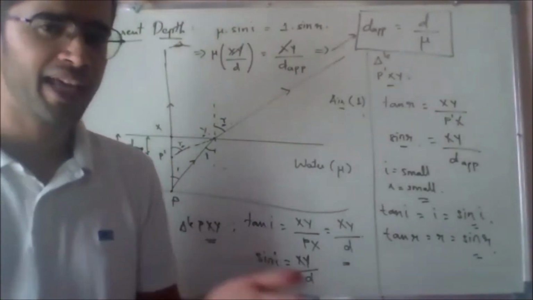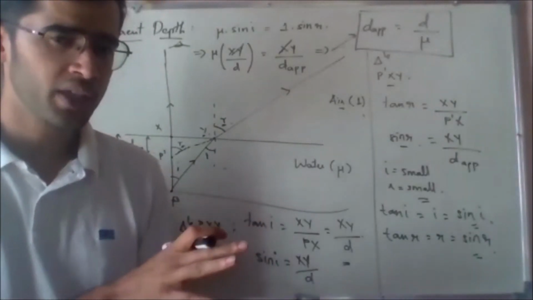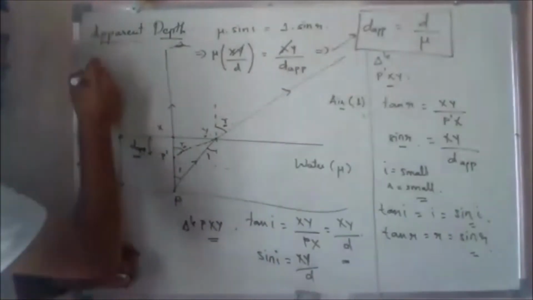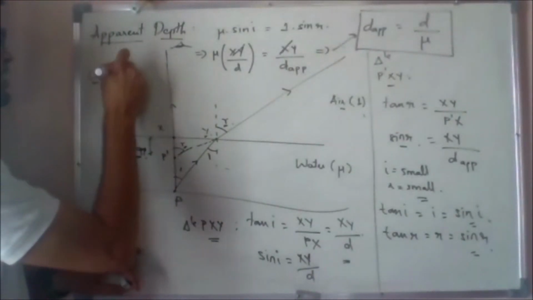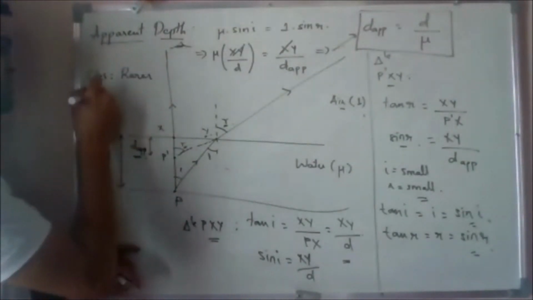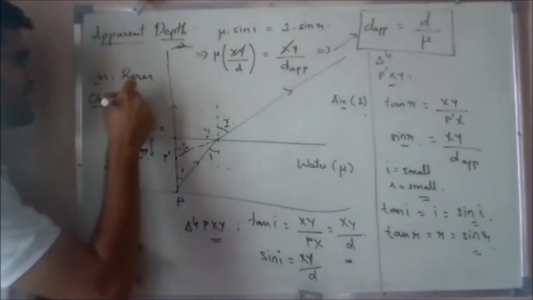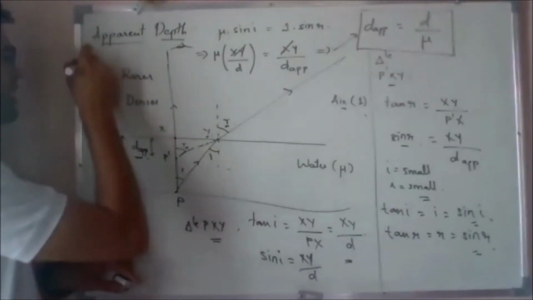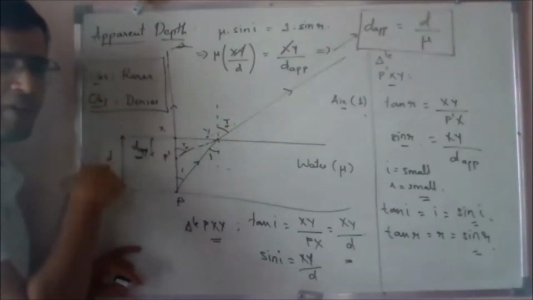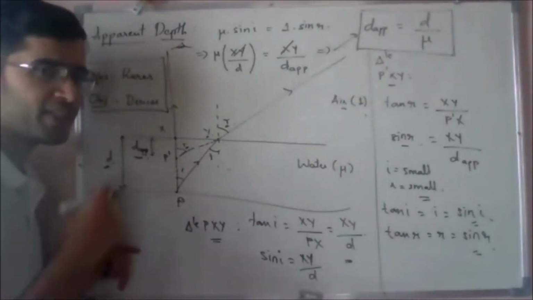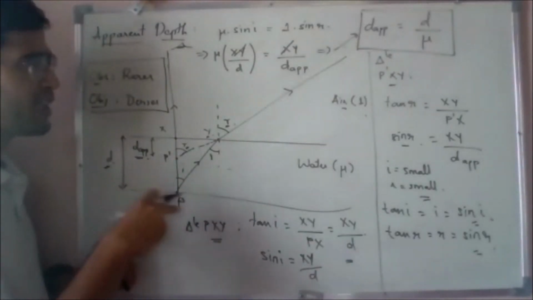And now we'll be taking the next case in your apparent depth. Here, where was the observer? In this particular case, your observer was in the rarer medium. The object being observed, that is the bottom of the swimming pool, was in a denser medium, right? So when your observer is in the rarer medium and the object is in the denser medium, you get the formula to be equal to d by mu.